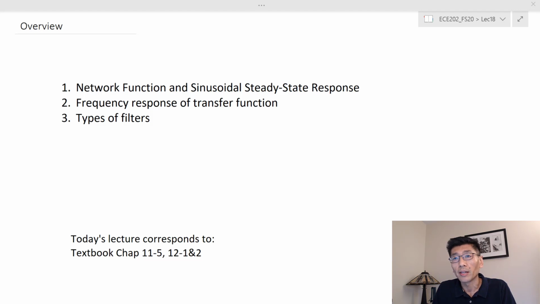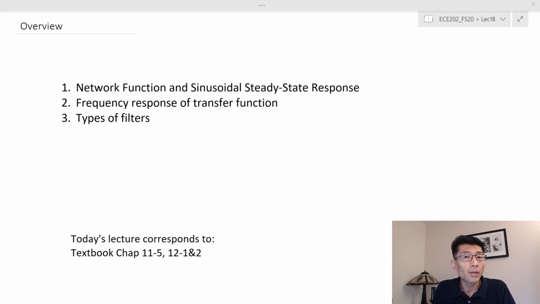And also build a connection between the Laplace domain and the phasors, because since we started the Laplace domain, we almost never connect back to the phasors, and there actually is a connection there, and this will also very naturally lead to the frequency response of transfer functions.